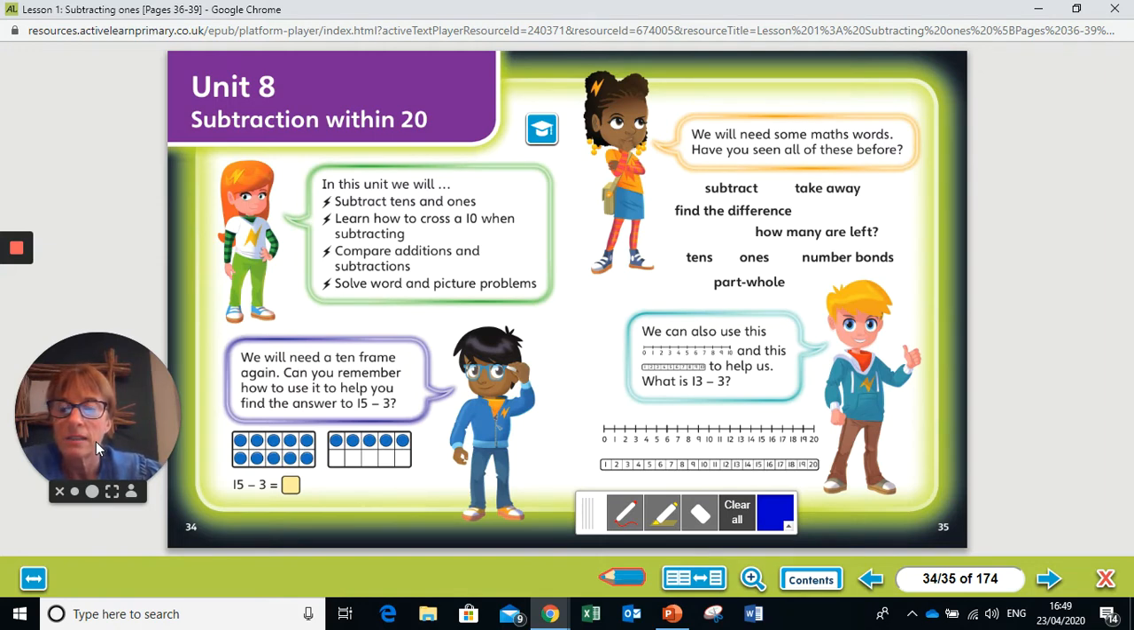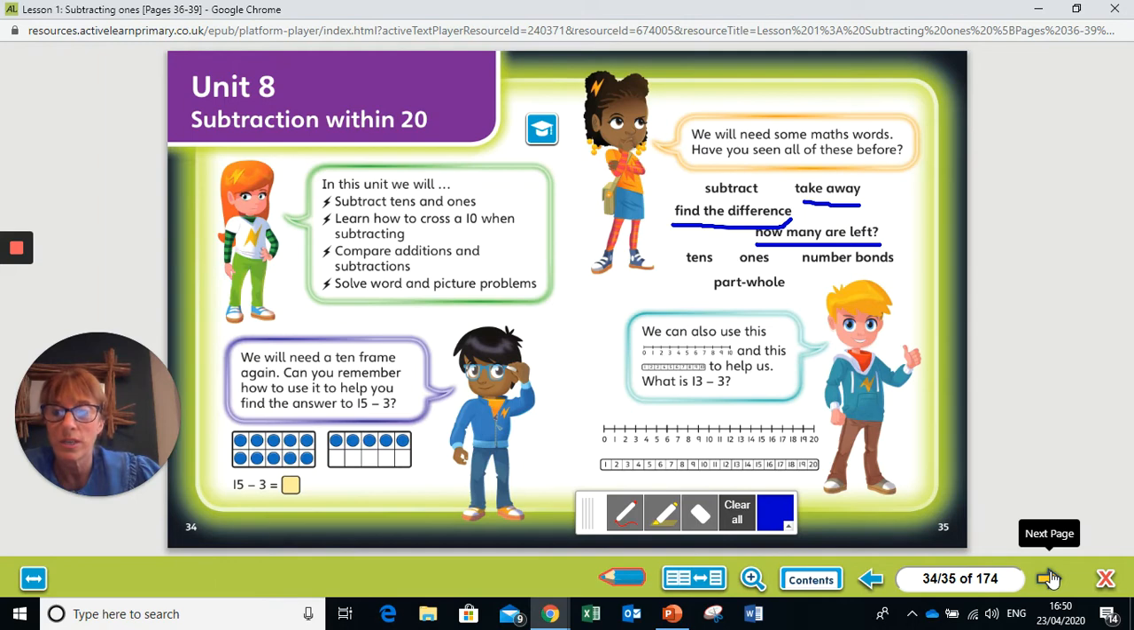Now, have a think and see if you can shout at me another word for subtract, another word for subtraction. There's a little clue on the slide. You can probably see that, but try not to look. See if you know any other words that mean the same as subtraction. I think I might have heard some of you. Look over here. Subtract, take away. Did any of you get that word? Find the difference. Find the difference between two numbers and how many are left.